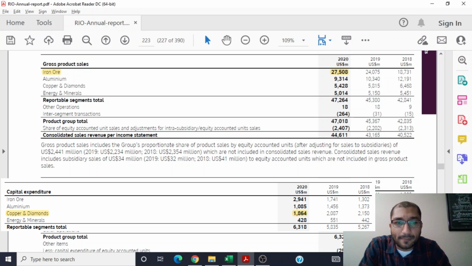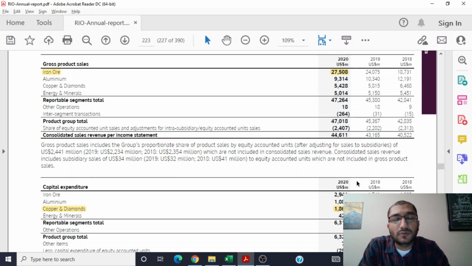However, when we compare the capital expenditures to the product sales, we can see that the copper and diamond segment was the most capital intensive, as the company had to spend about $1.9 billion in capital expenditure to get about $5.4 billion in sales. Iron ore, on the other hand, the company spent about $3 billion to get about $27.5 billion in sales. Now that we have a brief understanding of the company's business and its four operating segments, let's review the company's fundamentals by focusing on its key ratios.